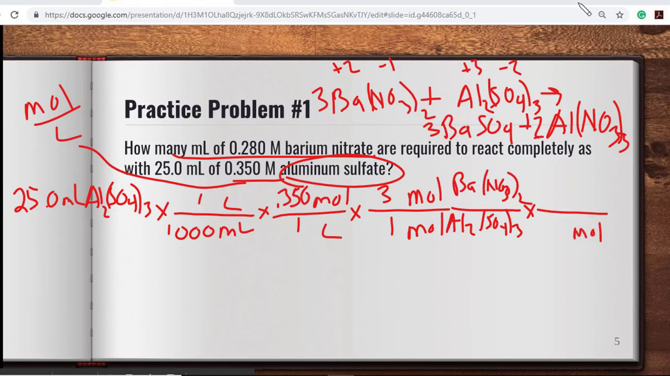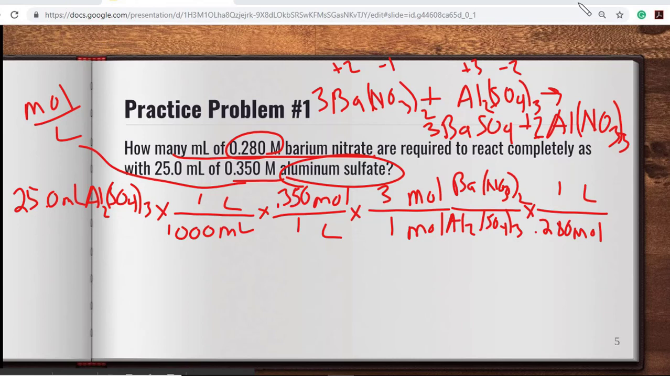Moles at the bottom. Again, taking a look at what I've got here. So moles. What do I convert moles into? Well, the question's asking for milliliters. I'm also given another molarity, right? So I can go moles to liters here as well. 1 for liters and 0.280.